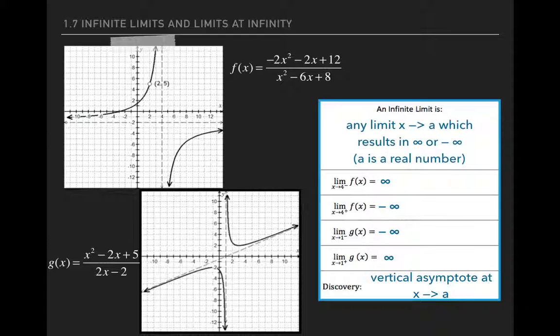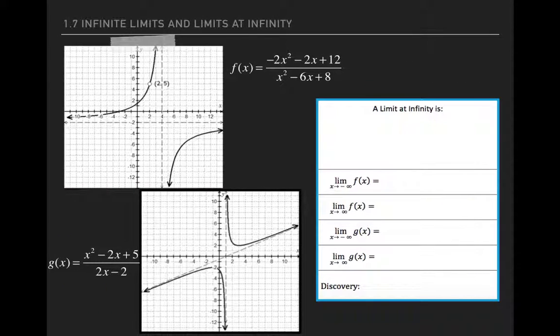Now let's contrast that with a limit at infinity. A limit at infinity is a limit where your x is going to infinity or your x is going to negative infinity. Looking at your f function here, as x goes towards negative infinity, the limit is actually negative 2. And it is the same when you're going to positive infinity. It is, again, for your f function, approaching negative 2.